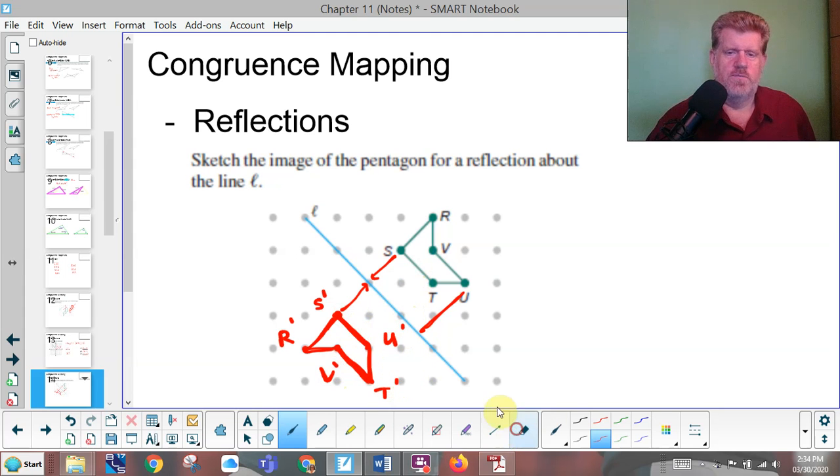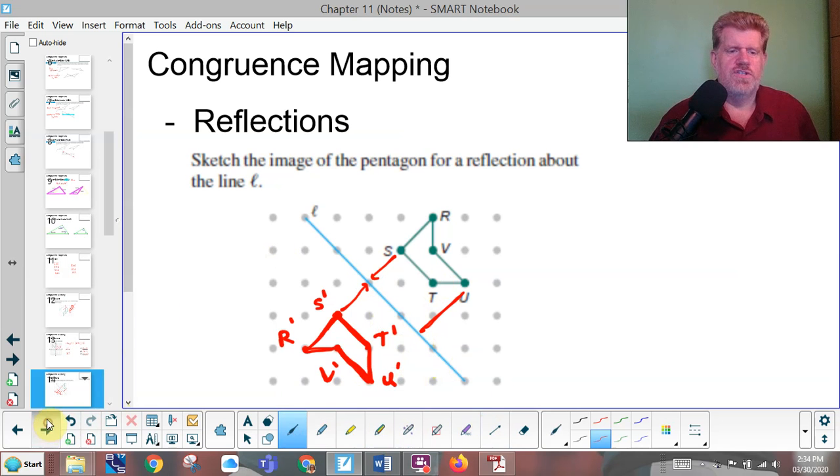Whoops, I think I got those backwards, didn't I? This is our new T. This is our new U. All right. That's how we do a reflection.